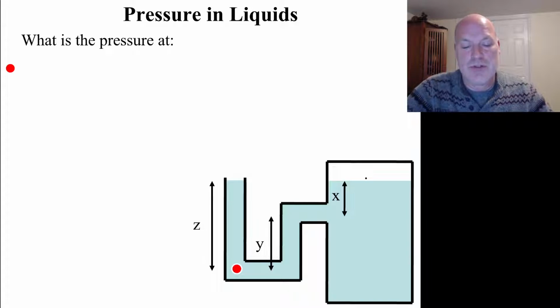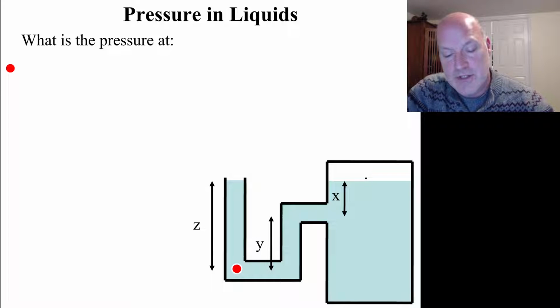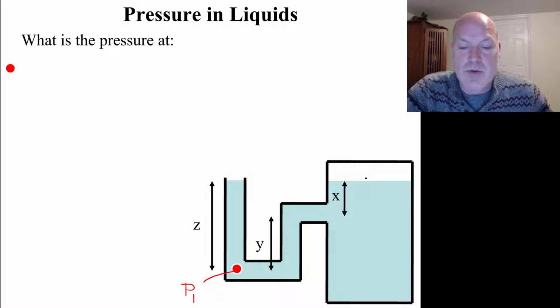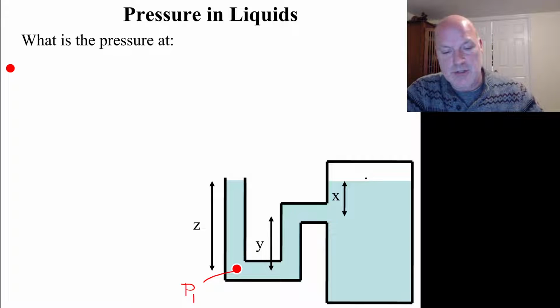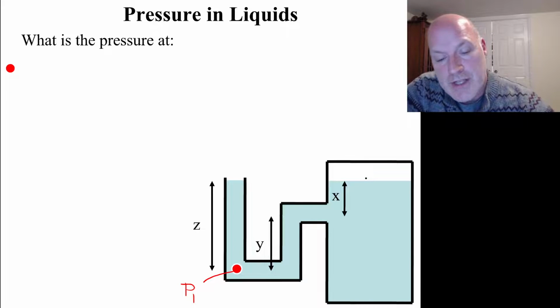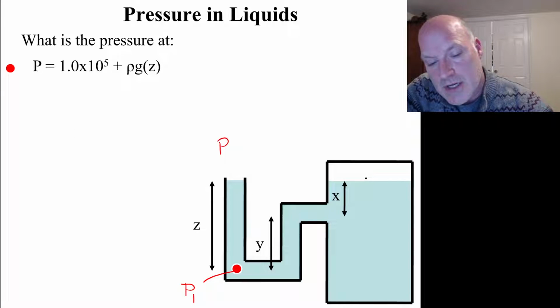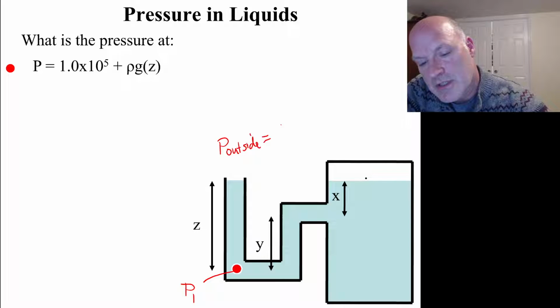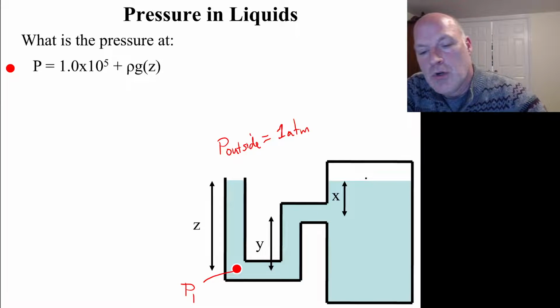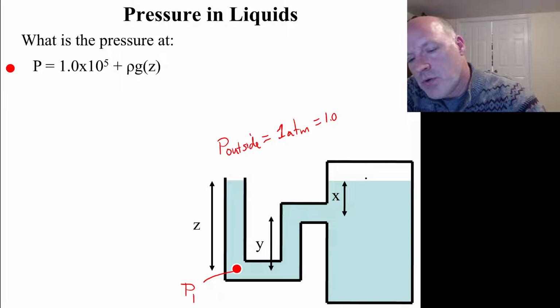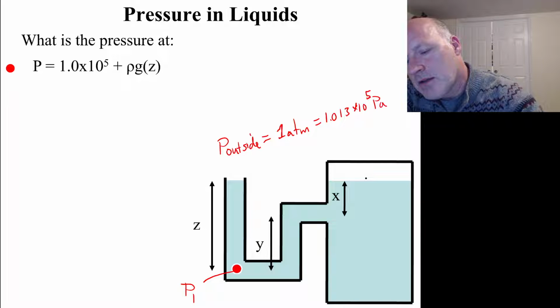So, for example, what's going to be the pressure here at this point over here? We're going to call this P1. What's going to be pressure P1? How are we going to figure it out? Okay, well, it's the first time we're doing it, so I'll explain how we do it. The first step is to realize that the pressure outside, we know it. What's the pressure outside? It's 1 atmosphere, which is equal to 1.013 times 10 to the 5 Pascal. Okay? We know it.